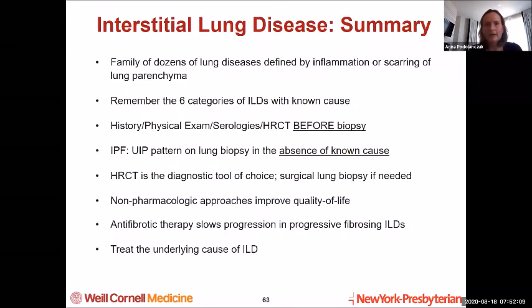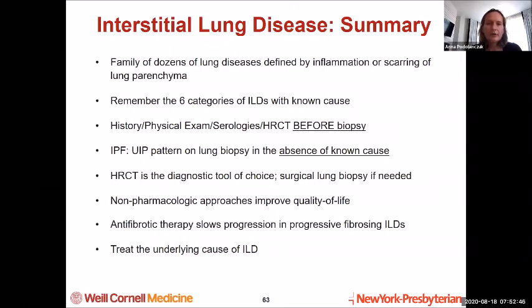interstitial lung disease. So just to summarize, interstitial lung diseases are a family of dozens of lung diseases defined by inflammation or scarring of the lung parenchyma. Try to remember the 6 categories of ILDs with known cause, and that's medication, radiation, connective tissue disease ILD, vasculitis, pneumoconiosis, and hypersensitivity pneumonitis. Remember to do a thorough evaluation. Remember that IPF does not equal ILD, that the CT is really the diagnostic tool of choice.